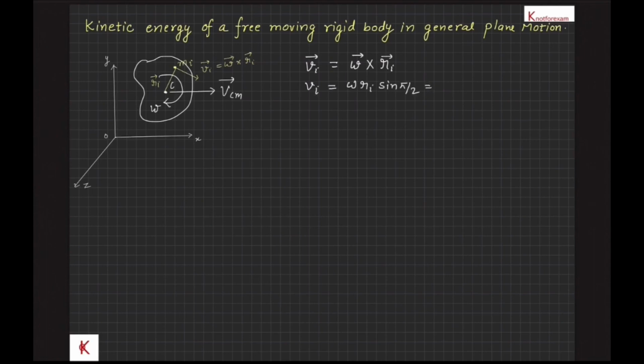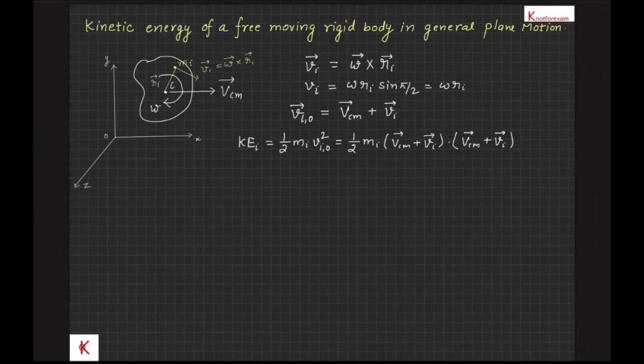Therefore velocity of the ith particle with respect to point O will be equal to velocity of center of mass plus velocity of the ith particle with respect to center of mass axis. Now kinetic energy of the ith particle is equal to half m_i v_iO square, that will be equal to half m_i (v_cm vector plus v_i vector) dot (v_cm vector plus v_i vector). Therefore total kinetic energy will be sigma of kinetic energy of the ith particle, that will be equal to half sigma m_i v_cm square plus sigma half m_i v_i square plus 2 v_cm vector dot sigma m_i v_i vector.